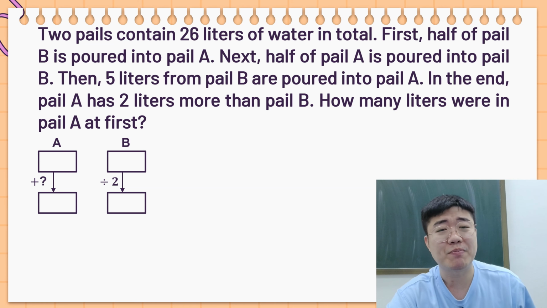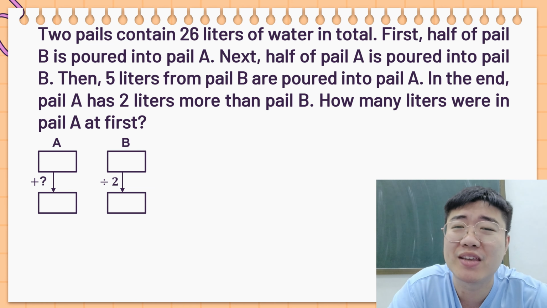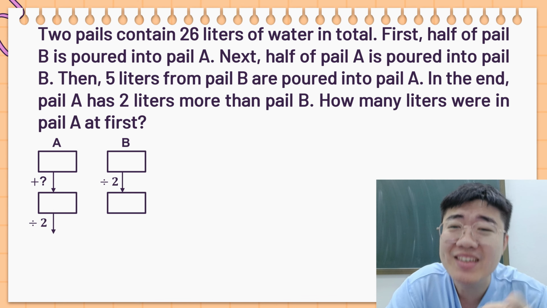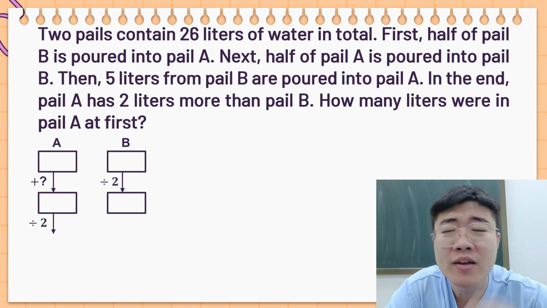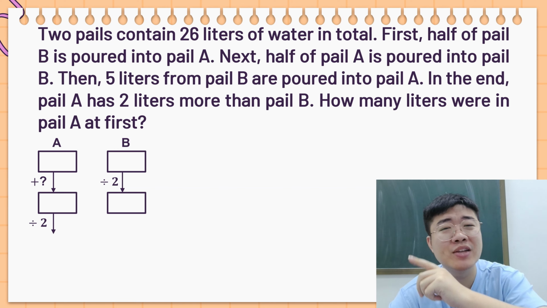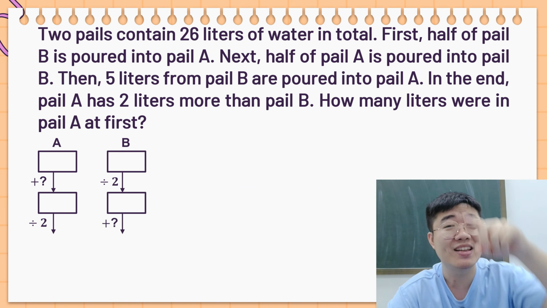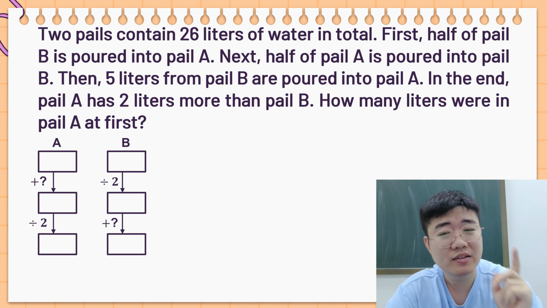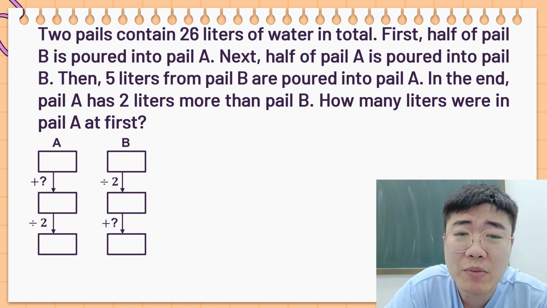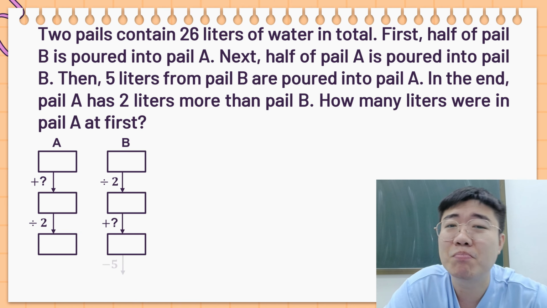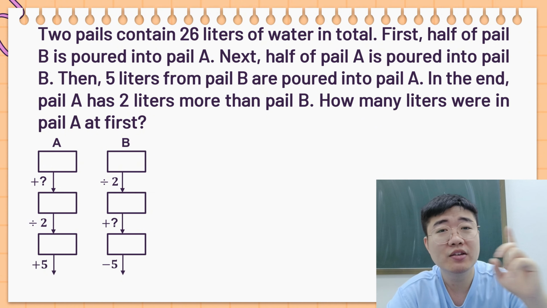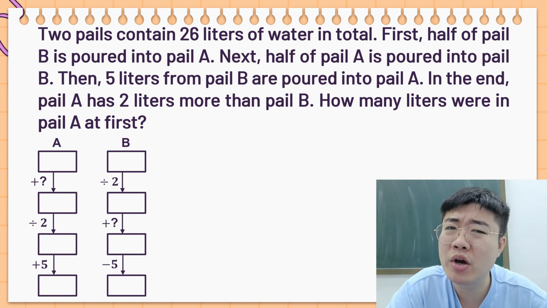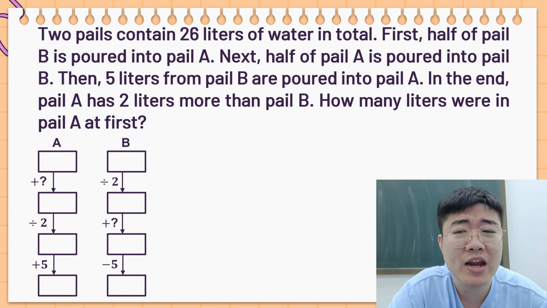Now, at the second step, A is poured half into B. So the amount in A divided by 2. Now, how about B? B is more than before. But do we know about how much more? No, we do not know at this moment. So what we can do is, we can also write a plus and then a question mark. Also later on, we can figure out the value. So at the next step, they say that 5 liters from B are poured into A. So B minus 5. A plus 5. So this gives us a final amount in each of the pails here. But we do not know about the final amount. It says that A is 2 liters more than B.